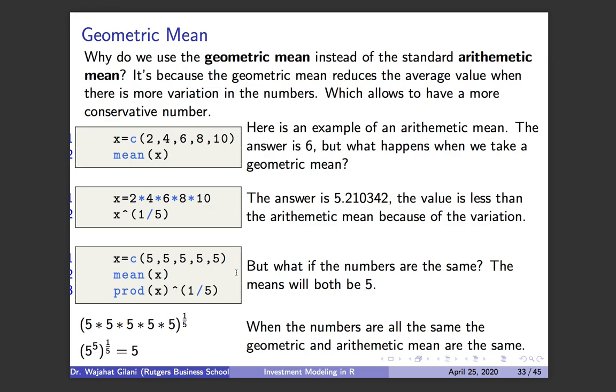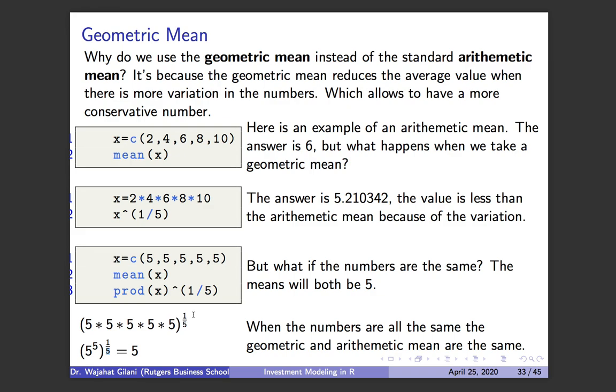Here is a counterexample. Here, the numbers are all the same: 5, 5, 5. What's the mean of this? It is 5. That is obvious, right? What's the geometric mean of this? It is also 5. You can see that mathematically: 5 times 5 times 5 is basically 5 to the power of 3, and then to the power of 1/3. That exponent and that fraction multiply with each other to give 5 to the power of 1. The answer is 5. When the numbers are all exactly the same, that is when the geometric mean is the same as the arithmetic mean. So that's really cool.